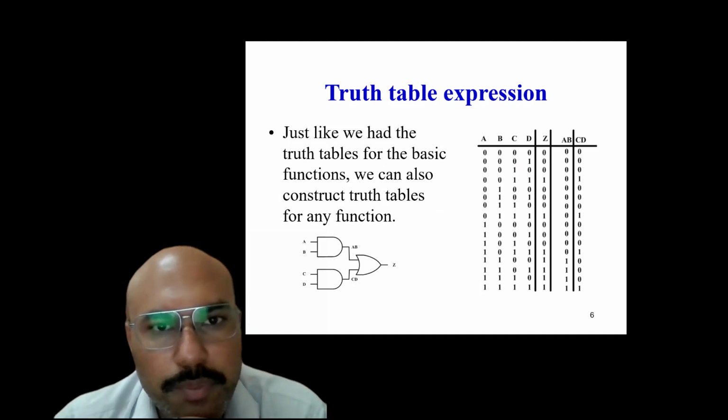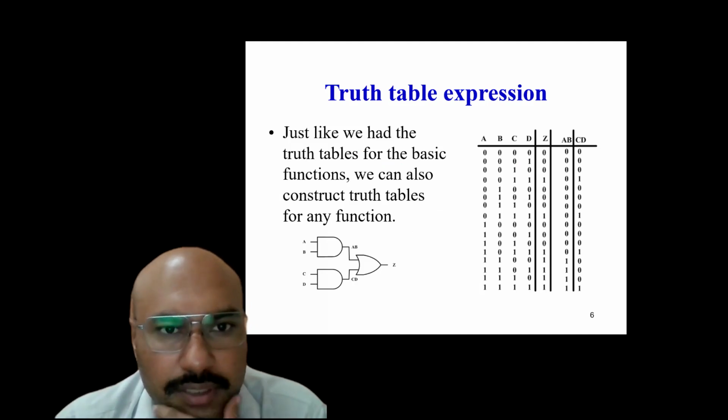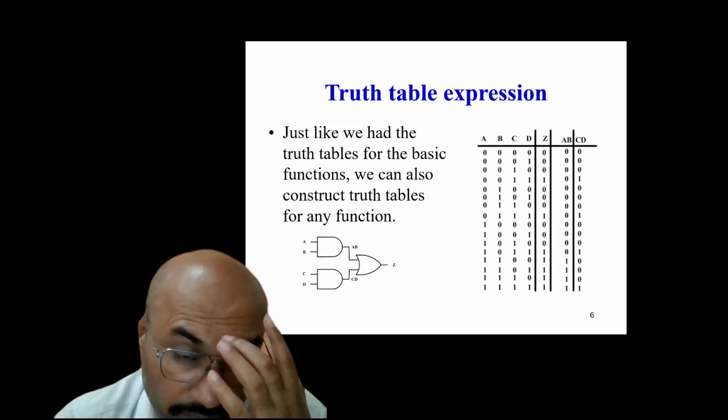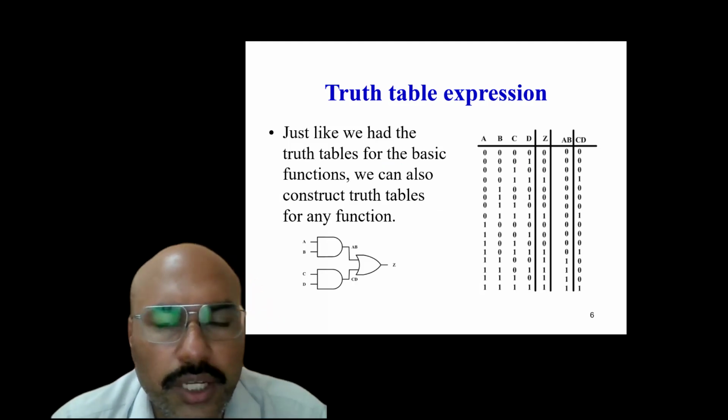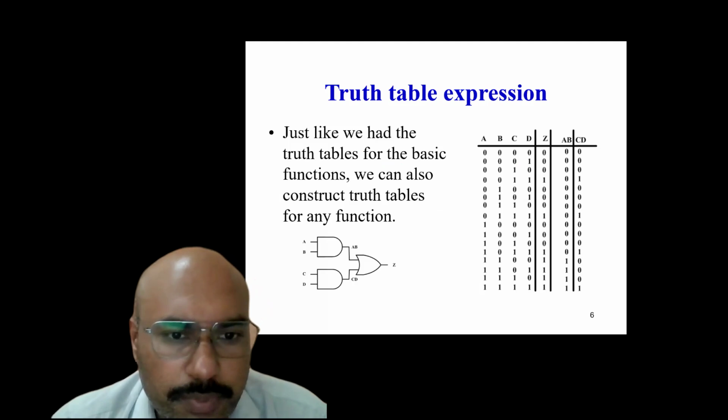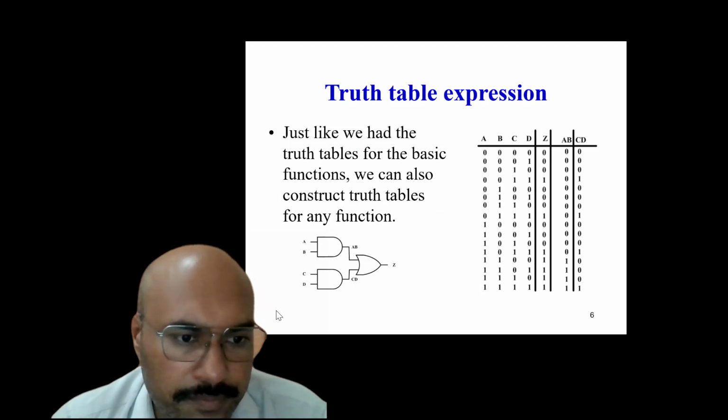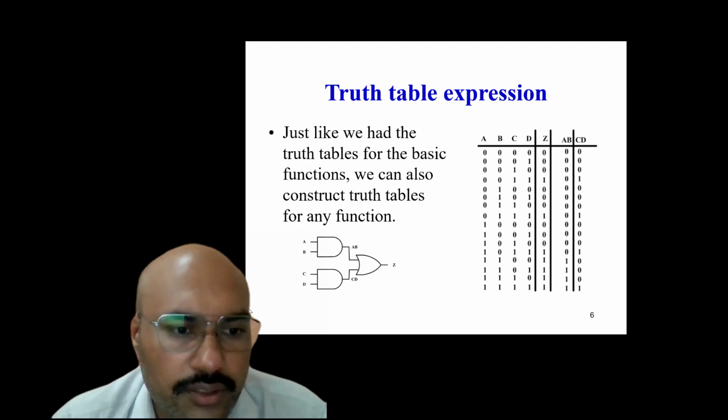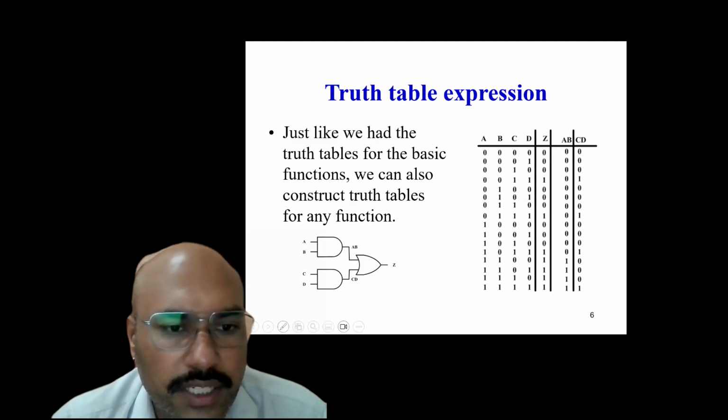So this can also be represented in the form of a truth table, just like we have for the basic functions. We can also compress the truth table for any given function. In this part, what is the given function to you? The given function is AB plus CD. Right, so the given function was AB plus CD.